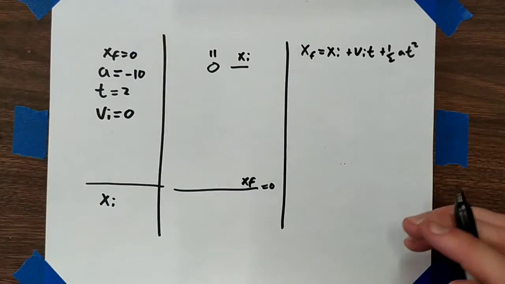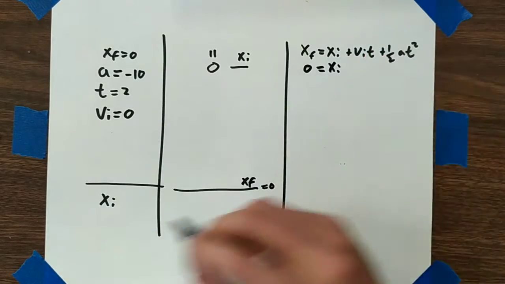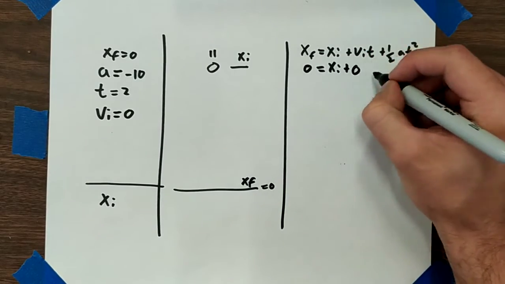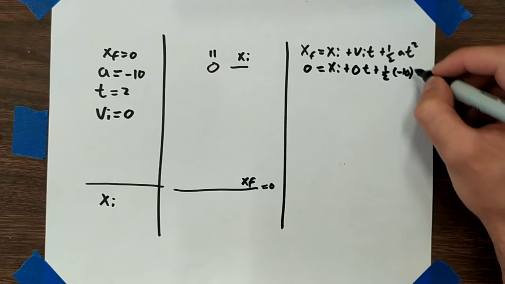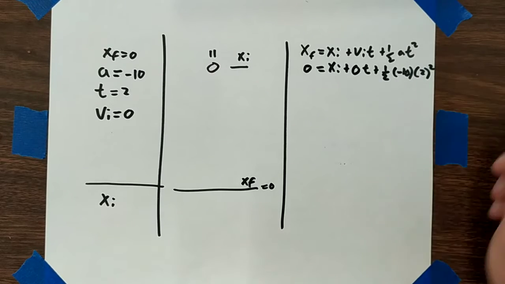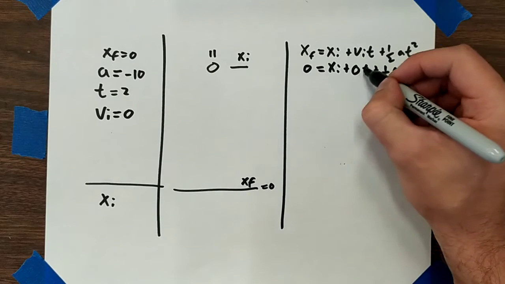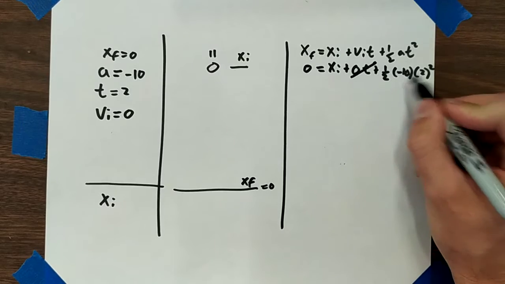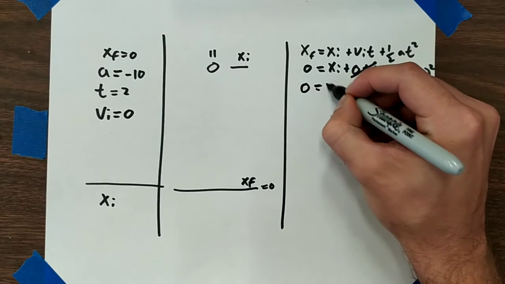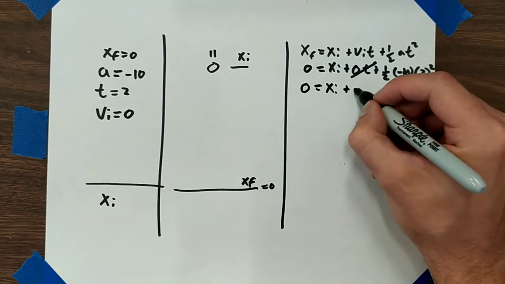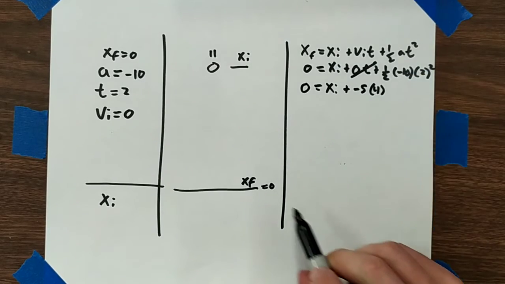Then I'll plug in my numbers. So instead of xf, I'll write 0. Instead of xi, I will write xi because that's what I'm looking for. vi is 0 times t, and then 1/2 a is -10, t squared would be 2 squared. All right, so after this, I'm just going to simplify what I can. So 0 times t is just 0. 1/2 times -10 is going to give me -5. 2 squared is 4, so I'll just rewrite this again. So 0 is equal to xi plus -5 times 4, because 2 squared gets me 4.